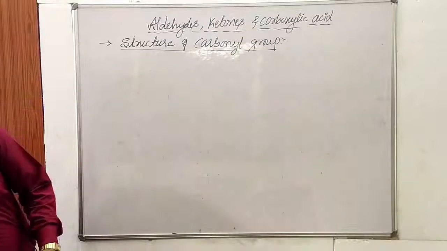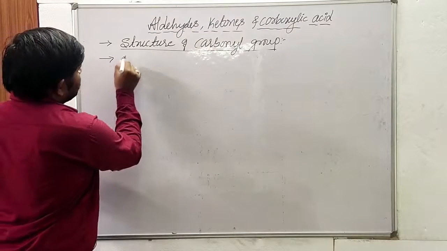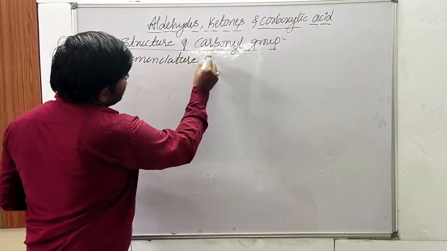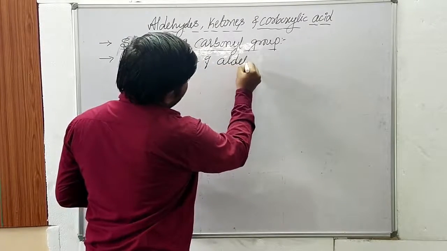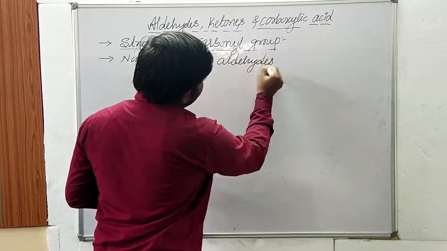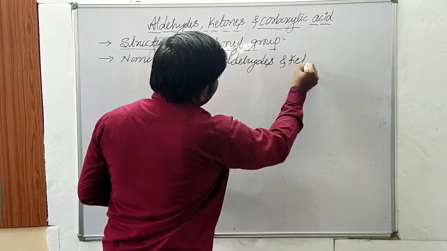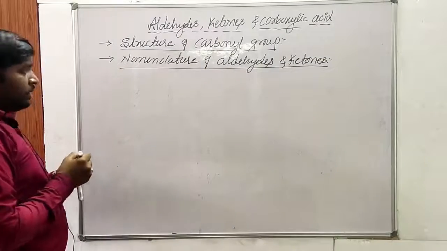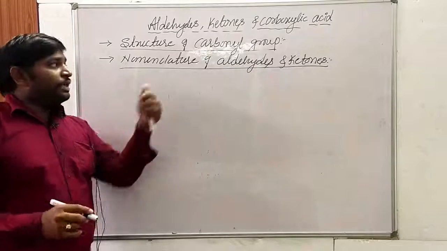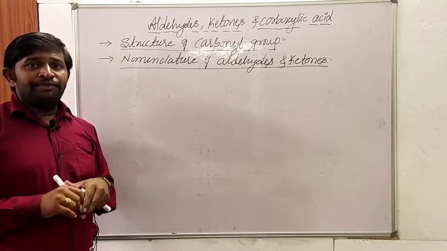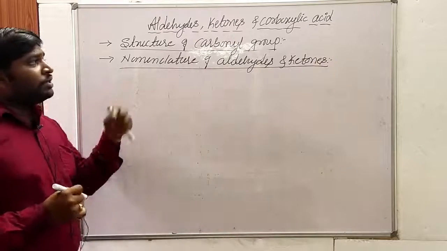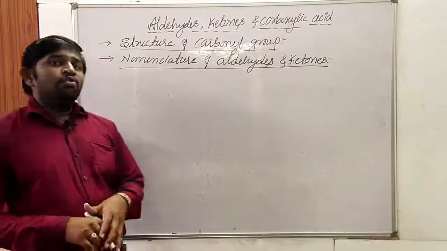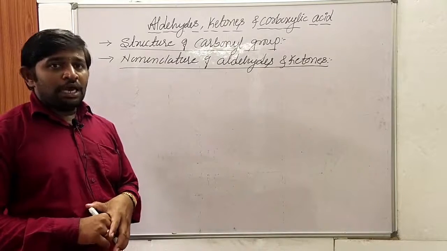Nomenclature of aldehydes and ketones. So how do you name the different aldehydes and different ketones? In the nomenclature of aldehydes and ketones, we can represent two kinds of names. One is the common name, and the other is the IUPAC name.